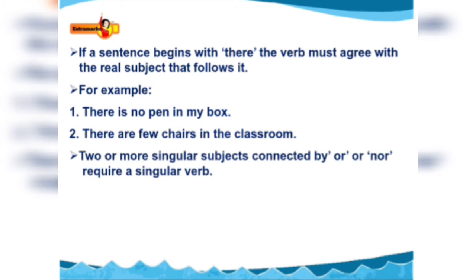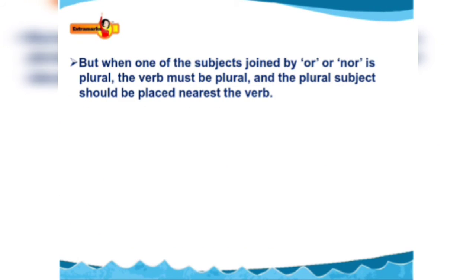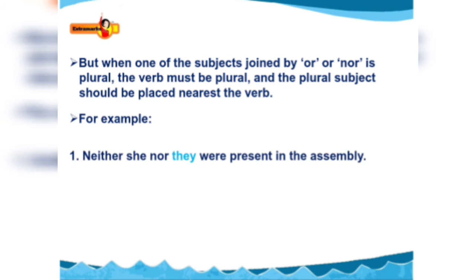Two or more singular subjects connected by or, nor require a singular verb. For example, neither she nor he was present in the assembly. No nook or corner was left unexplored. But when one of the subjects joined by or, nor is plural, the verb must be plural, and the plural subject should be placed nearest to the verb. For example, neither she nor they were present in the assembly.